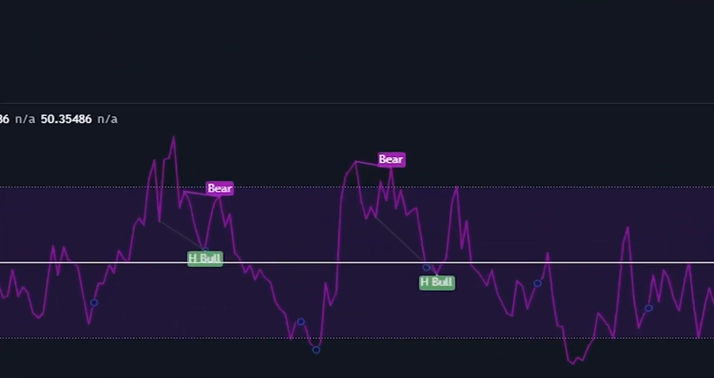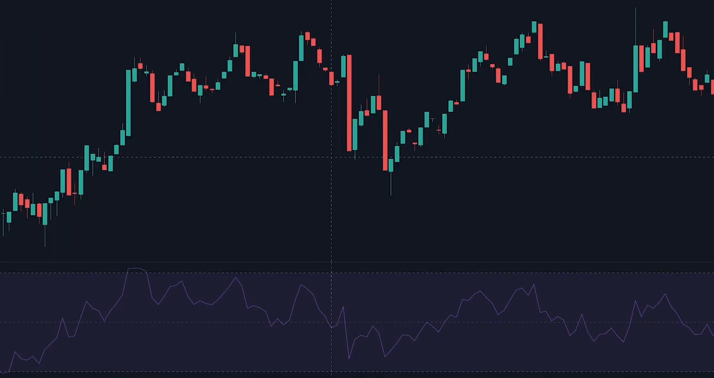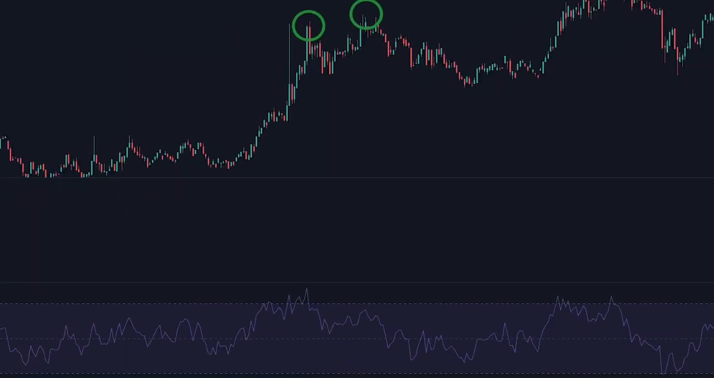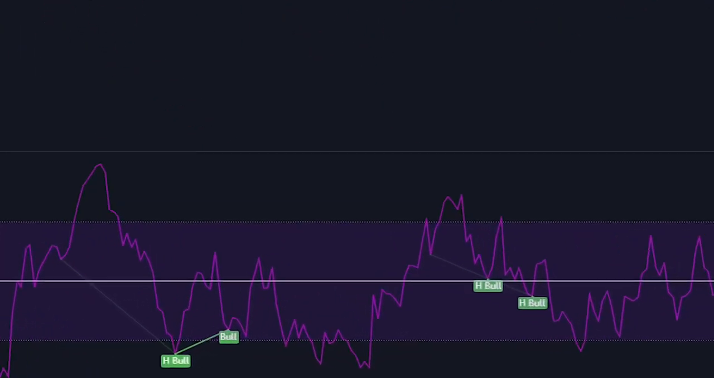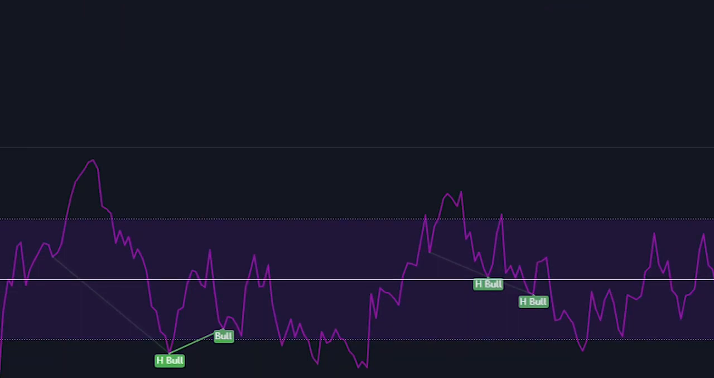The cool thing about this customized RSI indicator is that it also shows divergence. If you don't know what divergence is, to put it simply without going too in depth, it's basically when the price is moving in the opposite direction as the indicator. So if you're seeing higher highs on the chart and lower highs on the RSI, that's divergence. The cool thing about this RSI indicator is it will automatically show us if bullish divergence is occurring.